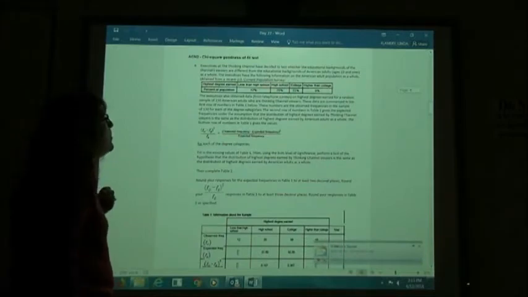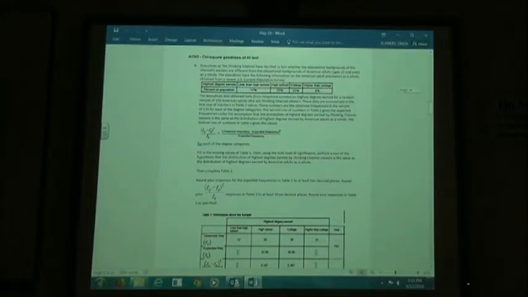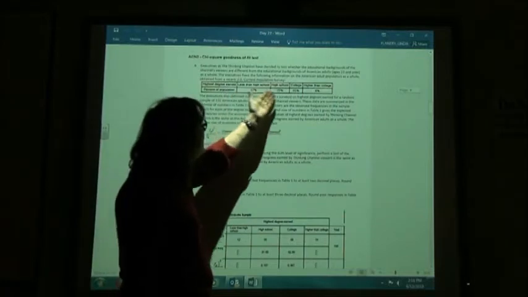The second row of numbers in Table 1 gives the expected frequencies under the assumption that the distribution of highest degree earned by Thinking Channel viewers is the same as the distribution of highest degree earned by the American adults as a whole. So they're going to use these same percentages. They're going to assume they're the same.